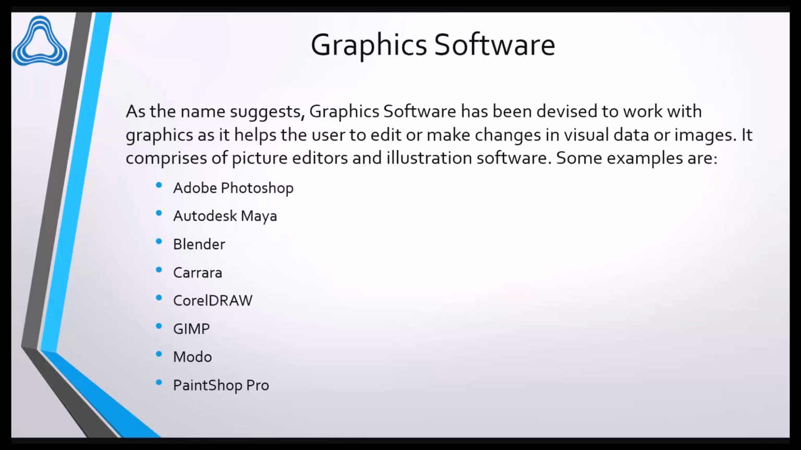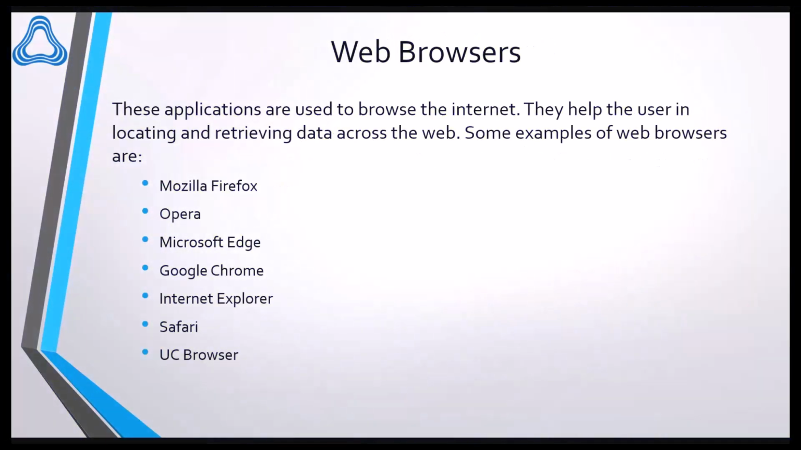Then we have the web browsers. I think we all are quite conversant with web browsers. Now, a web browser is an application that we use to browse or surf the internet, and it helps us in locating and retrieving data across the web. Some of the common web browsers are Mozilla Firefox, Opera, Microsoft Edge, Chrome, Internet Explorer, Safari, UC Browser, Brave, and all those other browsers you use on your phone.